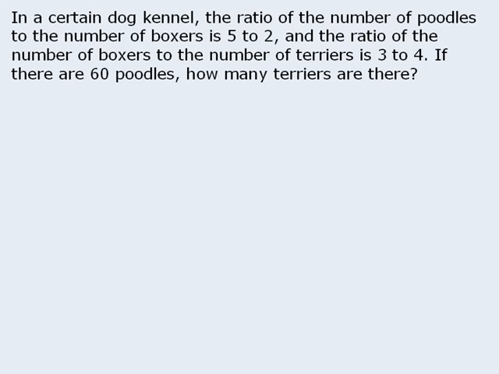Now here we are told that in a certain dog kennel, the ratio of poodles to boxers is 5:2, and the ratio of boxers to terriers is 3:4. There are 60 poodles, and we want to find the number of terriers.